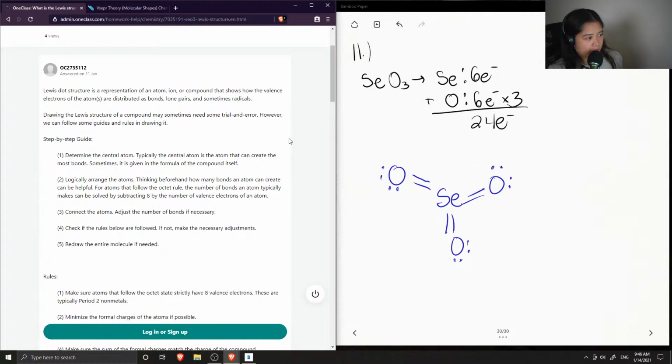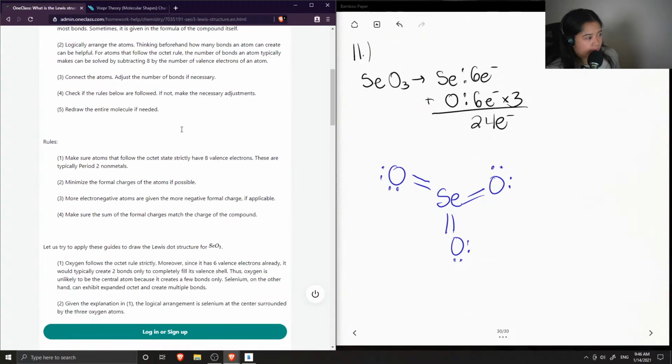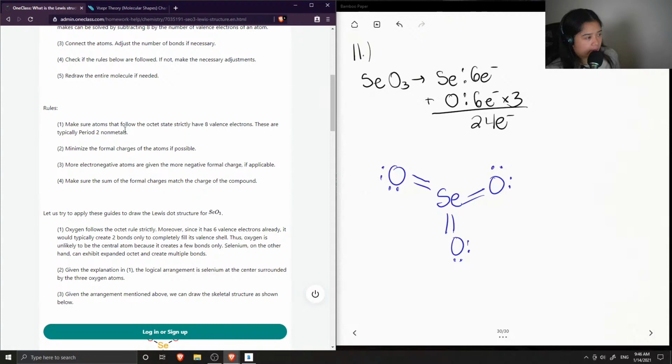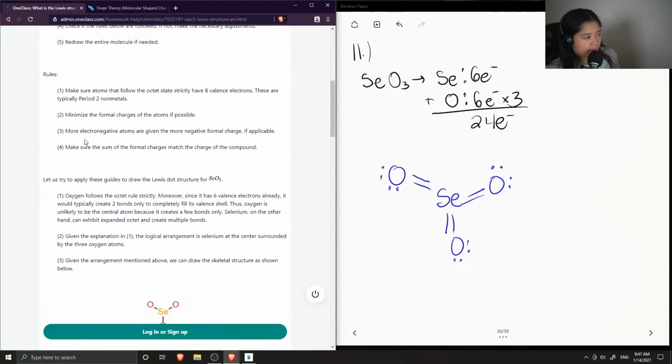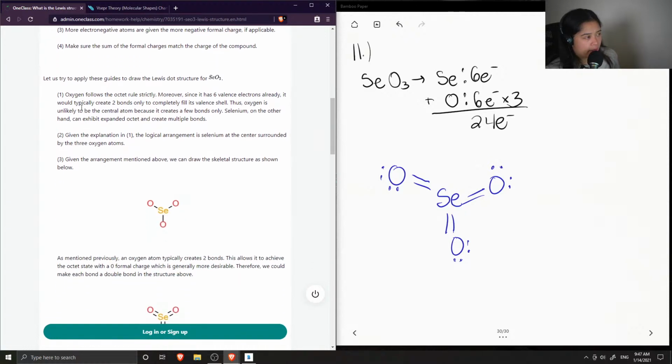And let's see what the junior tutor said. They have their step-by-step guide. Make sure the atoms follow the octet, strictly having 8 valence electrons. Minimize the formal charge if possible. And now they applied it to the question.